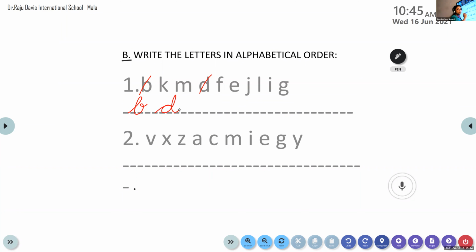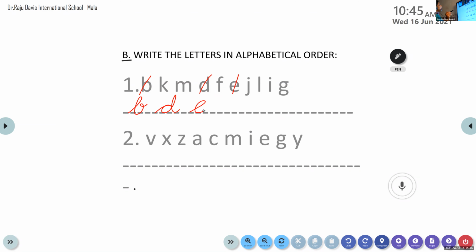Here all the alphabets are not given. Only a few alphabets are given. But what we have to do is rearrange the letters in the alphabetical order. For that, we have to be thorough with the English alphabet. So B and D are over. Then which is the next letter? A, B, C, D is over. After that, it is E. Yes, E is there. So strike away the E and write it here.